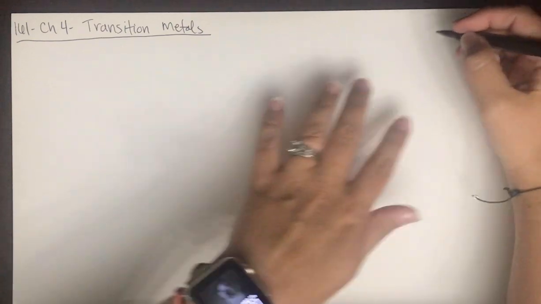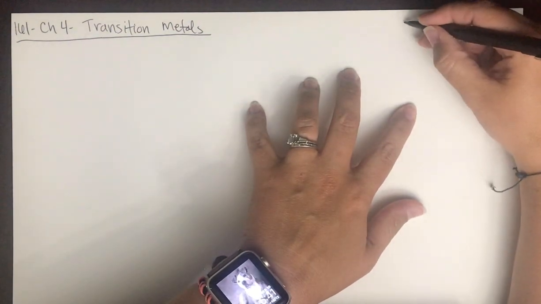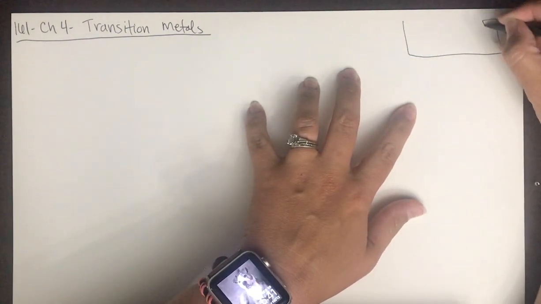Okay, so let's start talking about something called transition metals. We're still talking about ionic compounds, and another situation that you're going to come across in an ionic compound is something called transition metals. So if we just look at the periodic table, again, drawn badly.